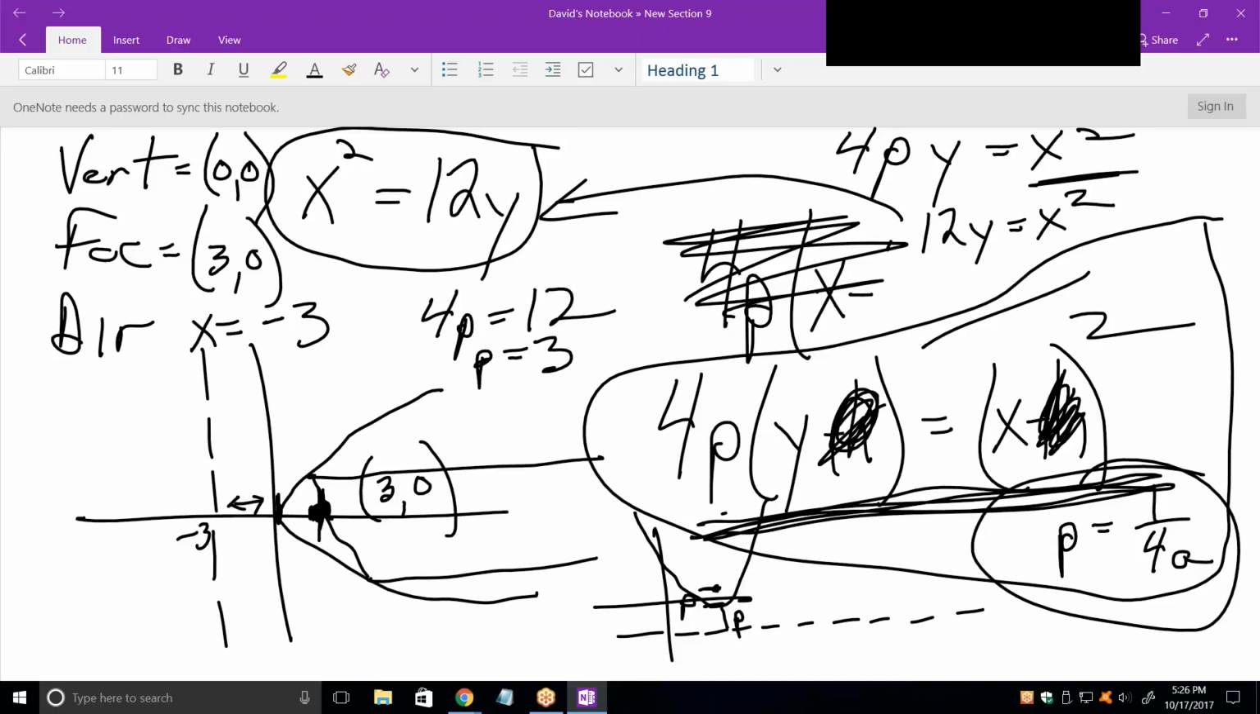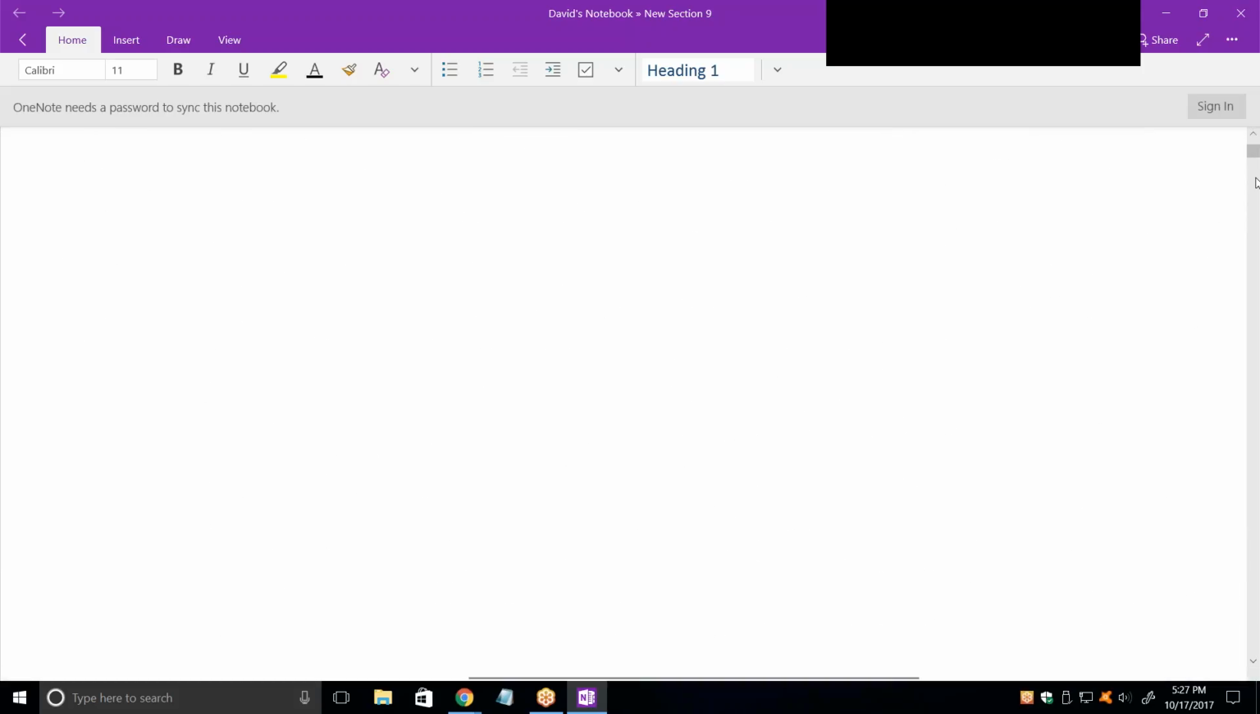When you have a parabola that is y equals x squared, it's a vertical, up and down parabola. If it is of the form x equals y squared, it's a left and right parabola. Well, this is of the form y equals x squared. So the mistake I made was thinking it was horizontal. It's not horizontal, it's vertical.